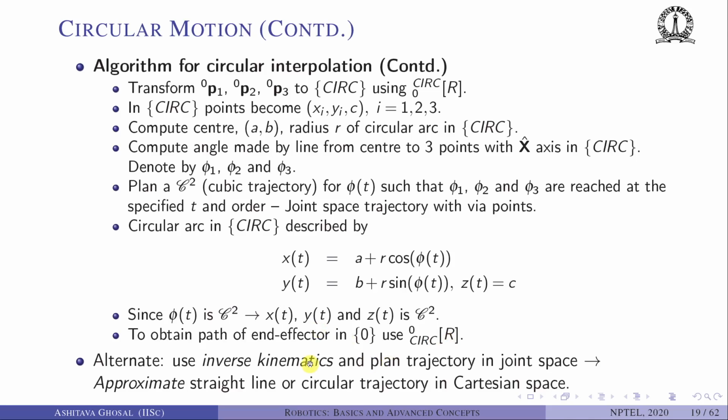The alternate would be to use inverse kinematics and plan the trajectory in joint space. So if I give you x, y, z, we can do inverse kinematics, find theta 1, find the joint angles, plan the trajectory in joint space, and then convert it back to the x, y, z. However, this will only give you an approximate straight line or circular trajectory in Cartesian space, because only at the points where you do the inverse kinematics will it be exact. In between it will not be exact.